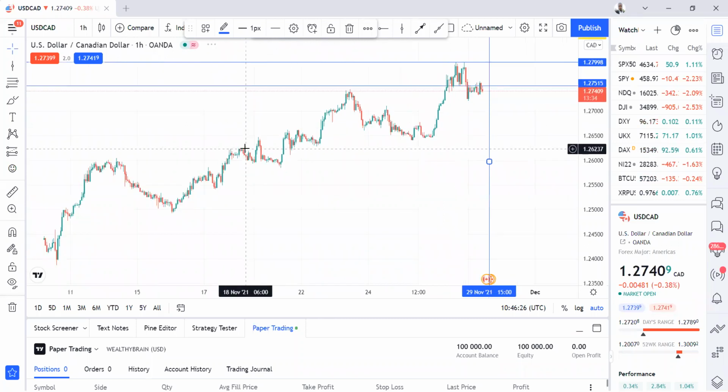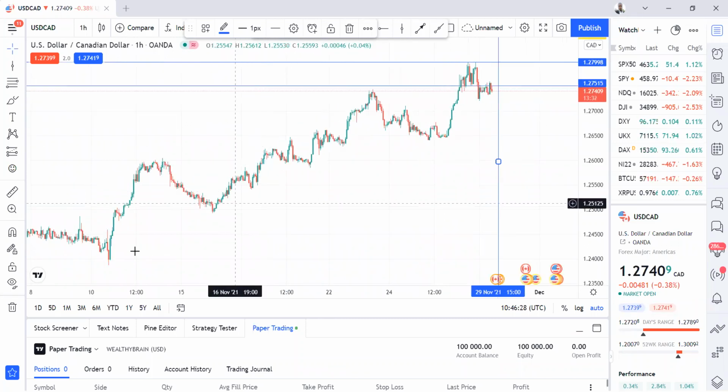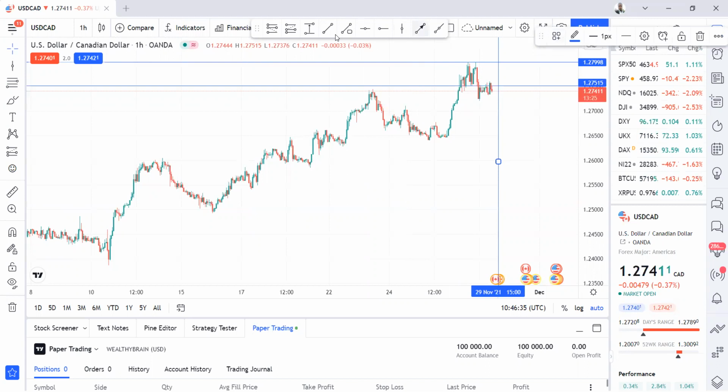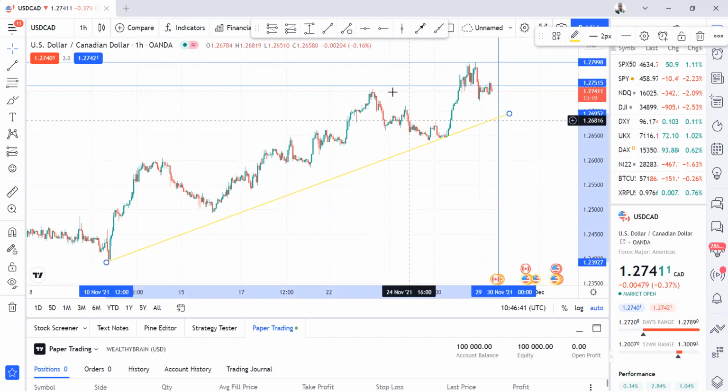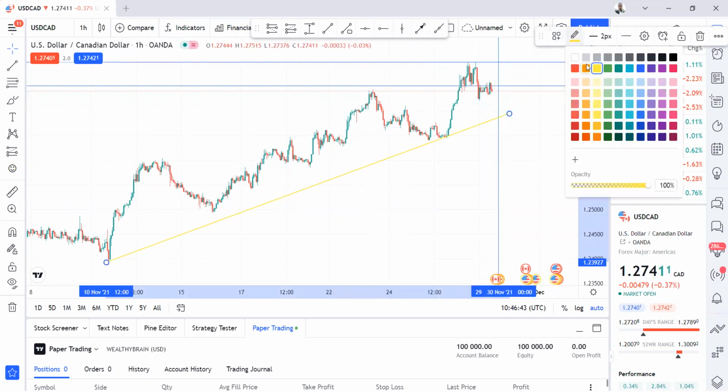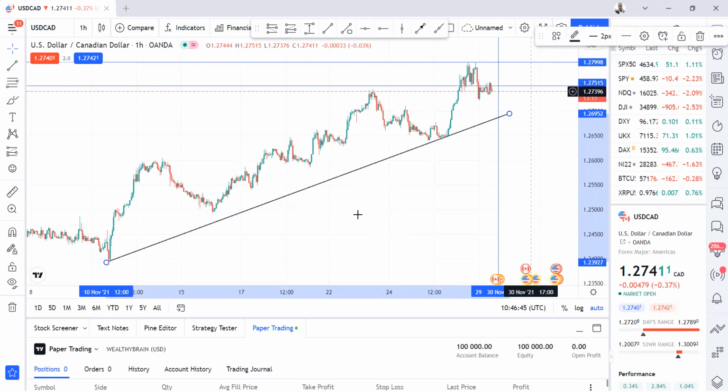Now, when we look at the 1 hour time frame, we realize that this is an uptrend. When we take a trend line, we'll get something like this. All right, so change it to black. So when we take a trend line, we have something like this. Now, what is a trend line?